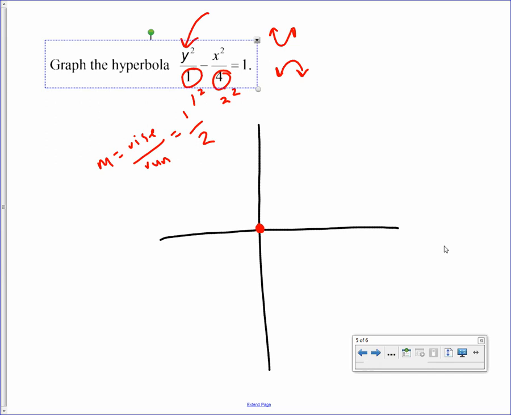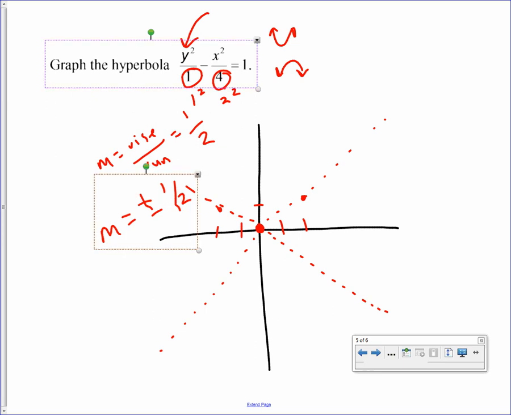So that means my asymptote is going to go up 1 over 2, and I'm going to draw a dashed line to represent my asymptote. My asymptote is also going to go in the other direction, so my slope can be positive or negative 1/2. So it'll also go up 1, left 2. And there are my two asymptotes.